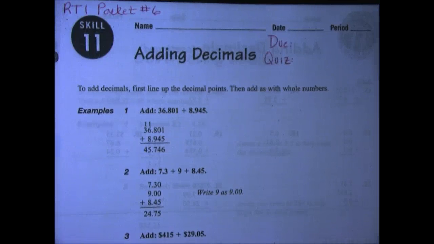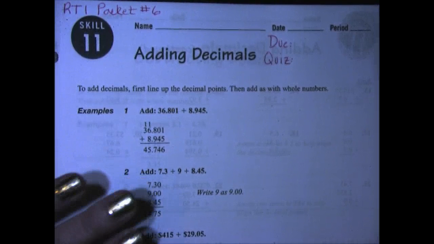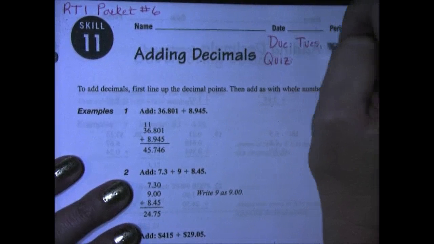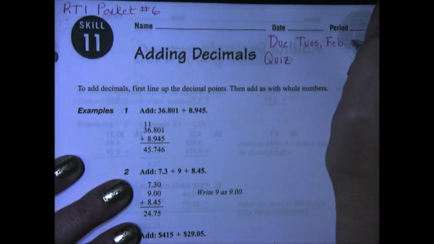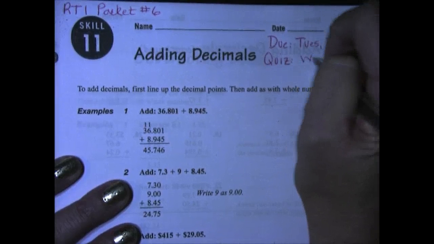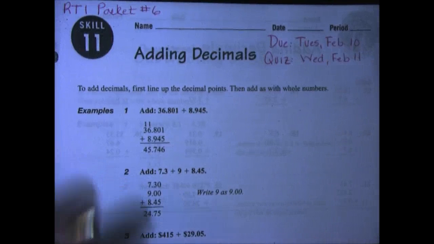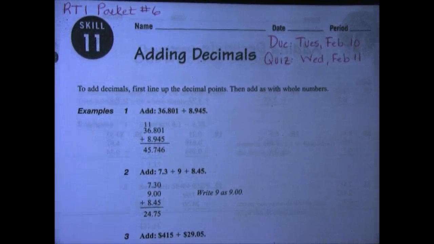Let's begin RTI packet number 6. Packet number 6 is going to be due on Tuesday, February 10th, and you'll have a quiz on Wednesday, February 11th. I know we're not giving you as much time for this one, but this stuff is very simple with adding, subtracting, multiplying, dividing decimals. So the video should be fairly short, and you should know how to do most of this. It's just a refresher.